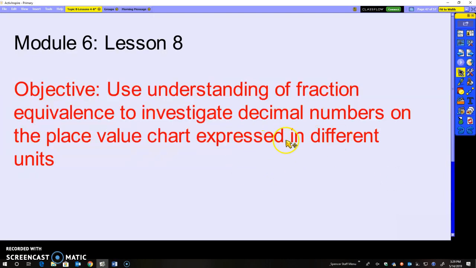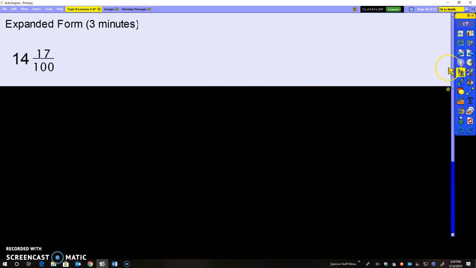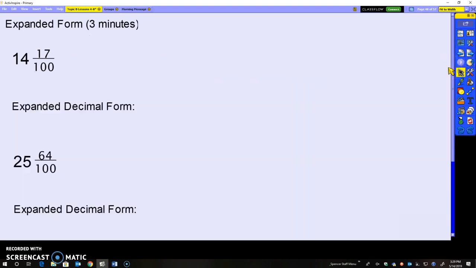So let's see, get my pen working here. For this first one, it's just a little warm up. This is reviewing yesterday and what we did with our expanded form. Go ahead and show your expanded form for 14 and 17 hundredths and 25 and 64 hundredths. So pause, work those out, and then check your work with me.